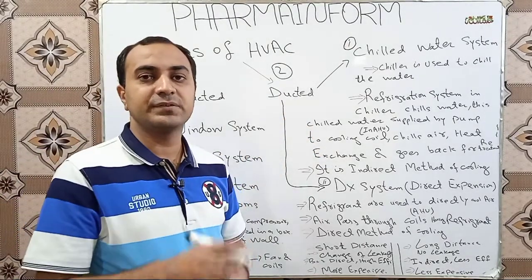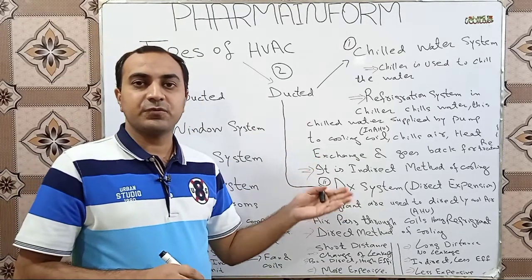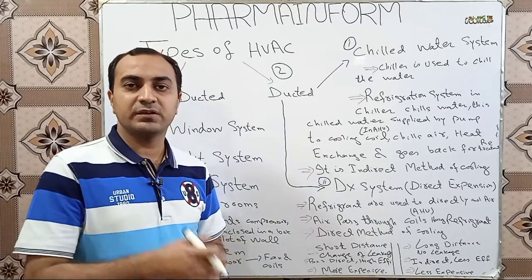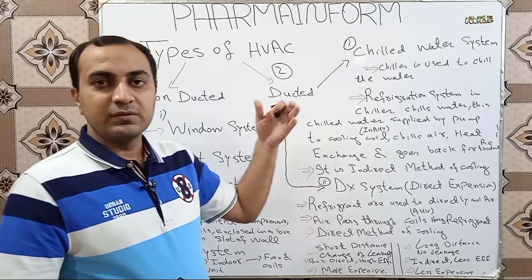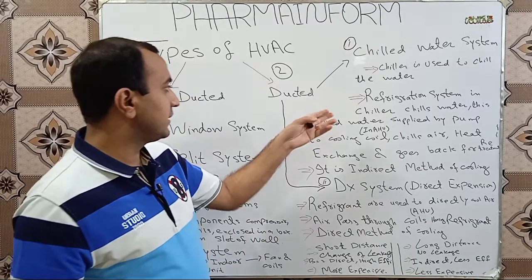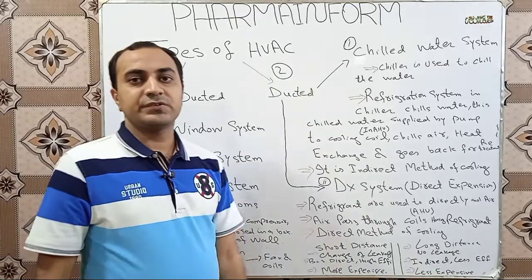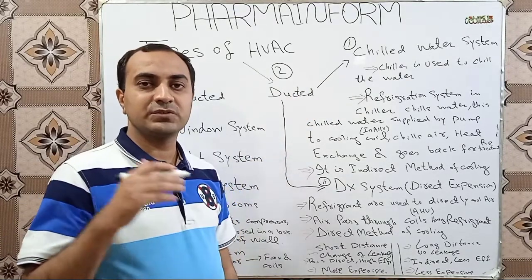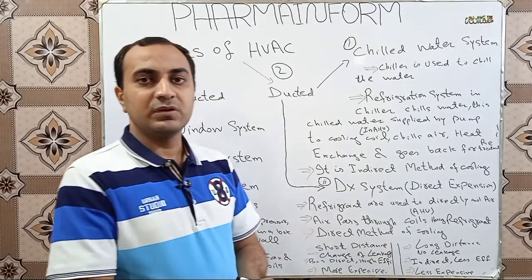Ducted means ducts. As the name indicates, in the ducted system the air from fans or AHU is supplied to the area or room through the ducts. We will discuss the ducts in detail in our next videos, but in this system we have installed various types of ducts which supply air from the roof to the area or rooms.